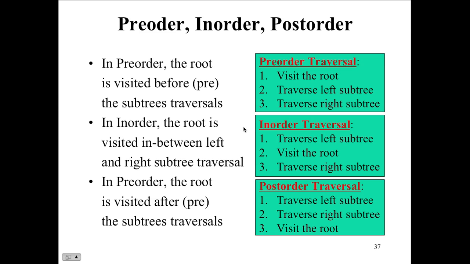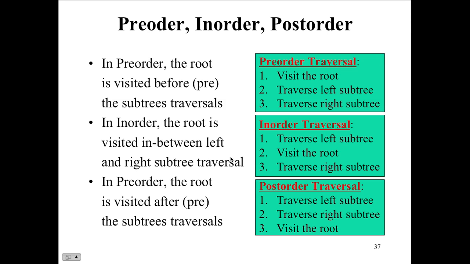So here's our three different options. We have a pre-order, in-order, or a post-order option. In the pre-order, the root is visited first, or before, or pre the subtree traversal. So you start at the root, visit the root, traverse the left subtree, and then traverse the right subtree. In an in-order, you go left, root, right. So you do it in order, essentially. You start with the left, you go to the root, you go to the right.